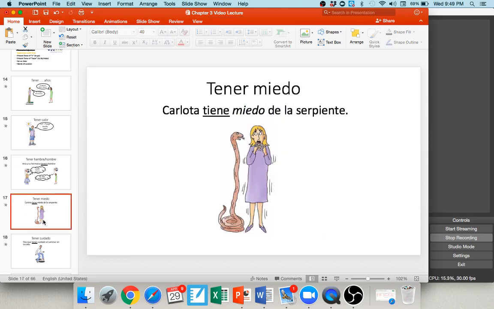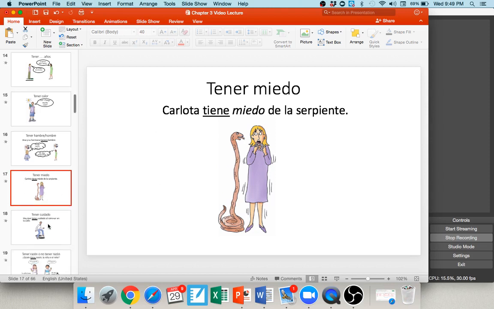Another expression, this is how this woman is feeling right now. You're given the expression tener miedo, to have fear or to be scared. It tells you that Carlota tiene miedo de la serpiente, that she has fear of the snake, of the serpent. Tiene miedo de la serpiente. We could say that Mr. Harrison tiene miedo de su casa cuando mira Criminal Minds. Mr. Harrison is always afraid of his house whenever he's watching Criminal Minds. He has to go late at night and check all the closets and under all the beds because he tiene miedo. He's a fraidy cat.